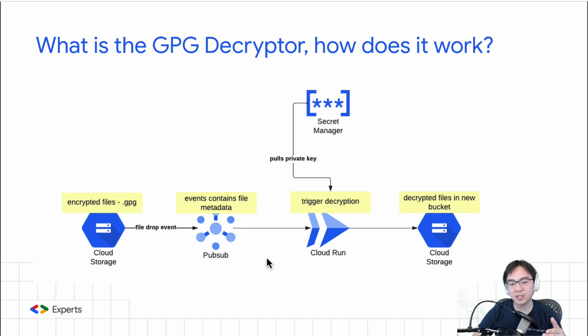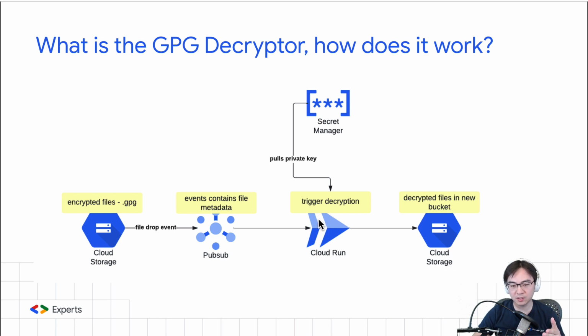Then we set up a Pub/Sub push subscription into our Cloud Run service. So the event will come into our Cloud Run service, and then we can run the GPG decryptor in the Cloud Run itself. So we can use this to decrypt all files.